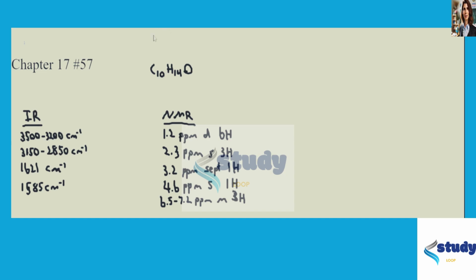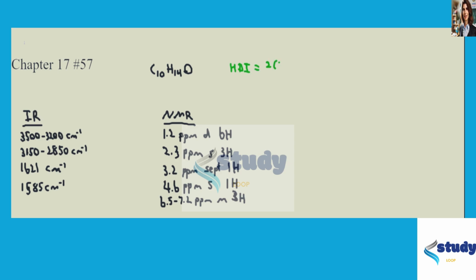This is the answer to Chapter 17, problem number 57 from the Smith Organic Chemistry textbook. This problem says thymol is the major component of the oil of thyme. Thymol shows IR absorptions, and then we're given some peaks, and we're given an NMR spectrum as well. Given this spectral information, we're asked to propose a possible structure for thymol.